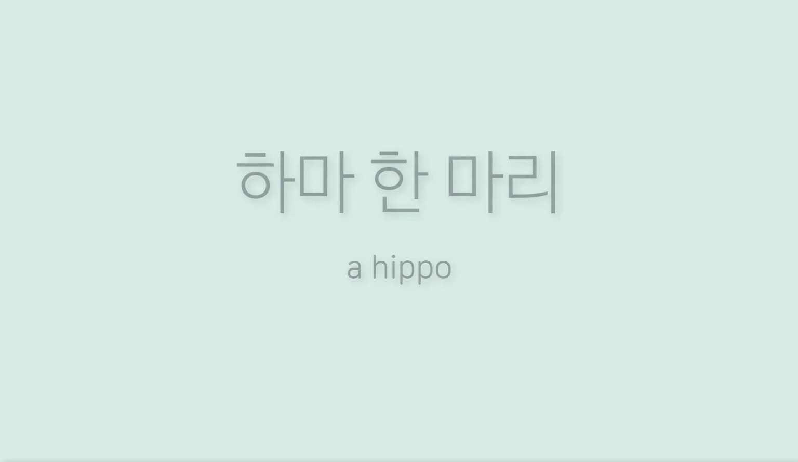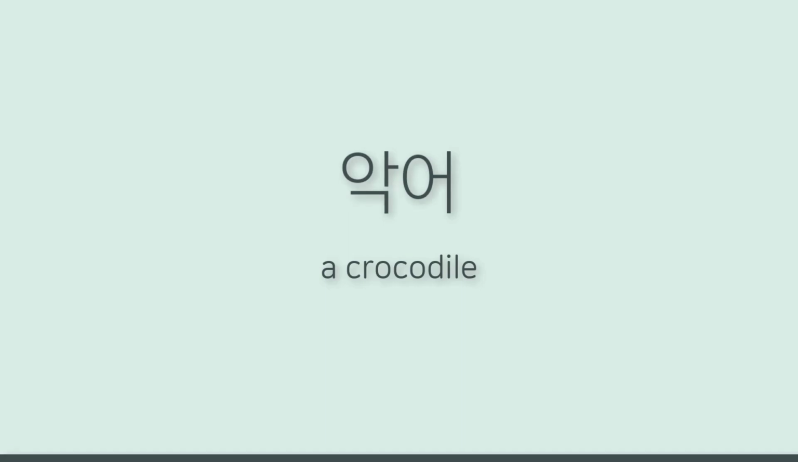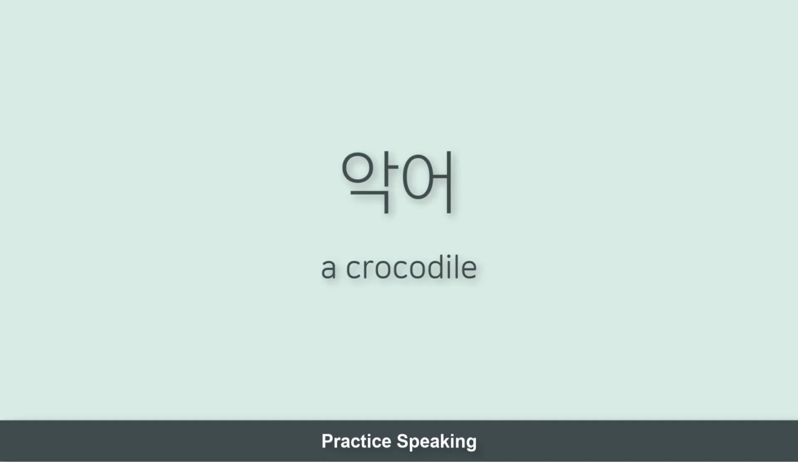Great job, well done. The final animal is the crocodile, and this is 악어. Because of connected speech, this is pronounced as 아거. The 기역 sound carries over to the second syllable. Let's say it together. Repeat after me. 악어. That was great.